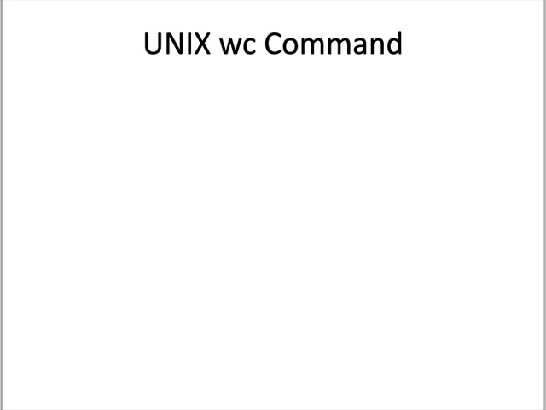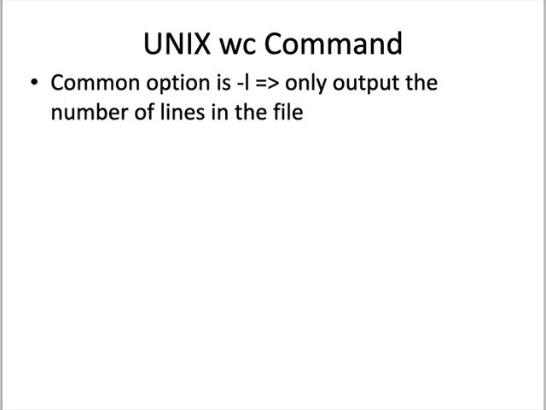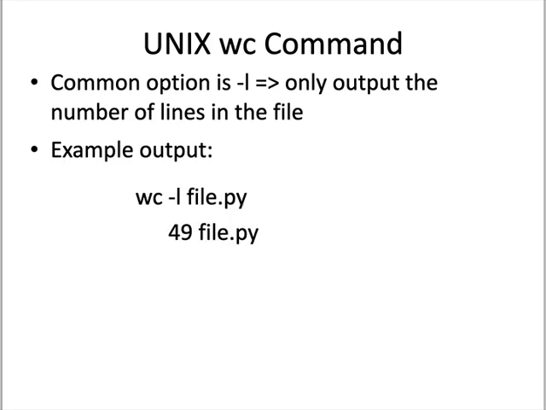Now, sometimes you just want to see one thing, and I would say most commonly, all I care about is the total number of lines. So one option we will look at is -l, which says only output the number of lines that are present in the file. So an example of executing this and the output would be this. Word count -l file.py. It'll tell me there's 49 lines in the file.py. So it won't bother displaying the words or characters if I don't care about them.